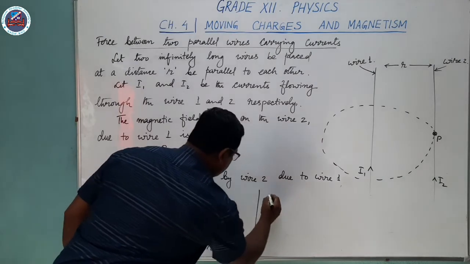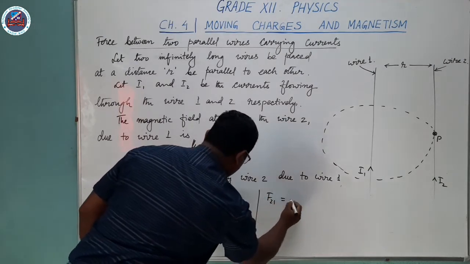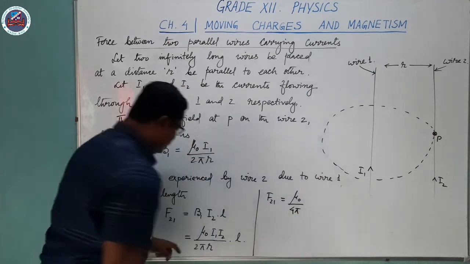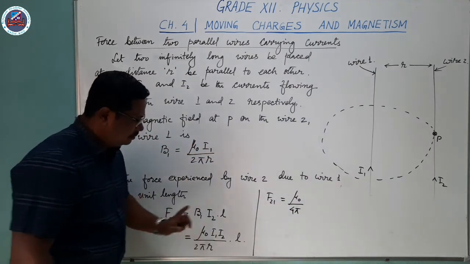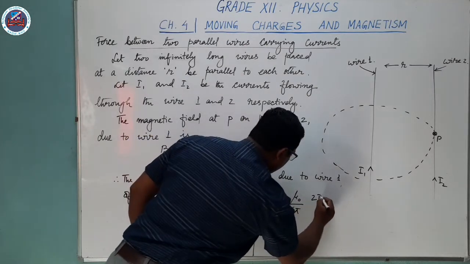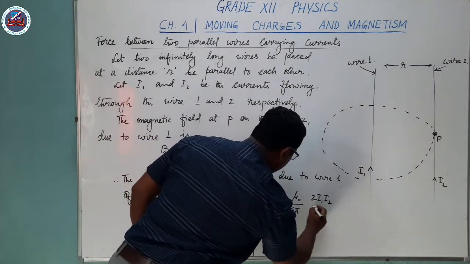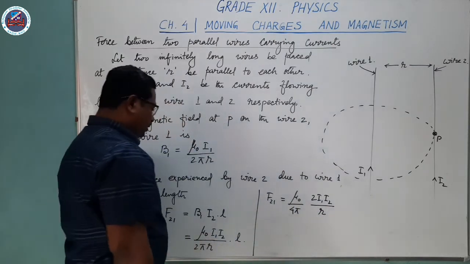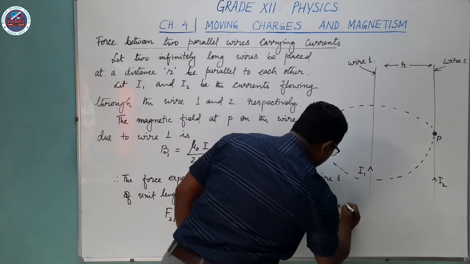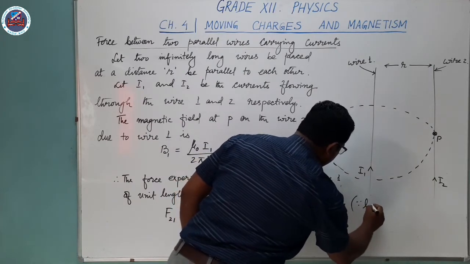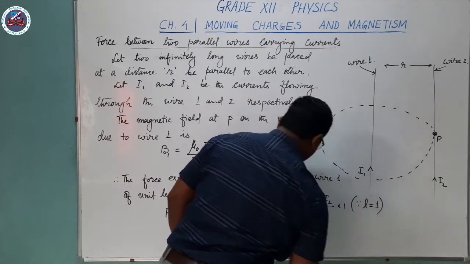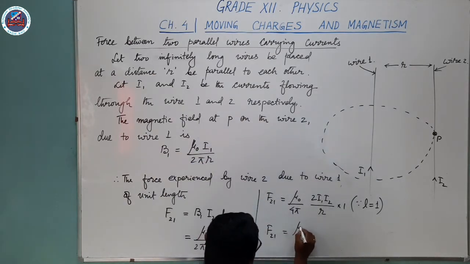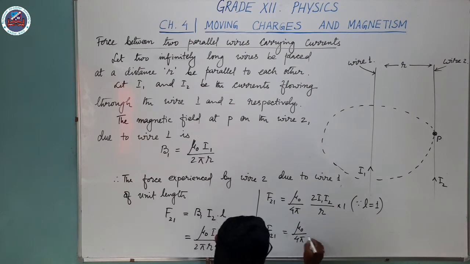So we can write this as F21 is equal to mu naught divided by 4 pi. If I take like this and multiply by 2 downside, then on top also multiply by 2. I1 I2 divided by r, the distance between the wires, and the L value here is 1, since L is of unit length. So this will be the force experienced by the second wire due to the presence of the first wire.